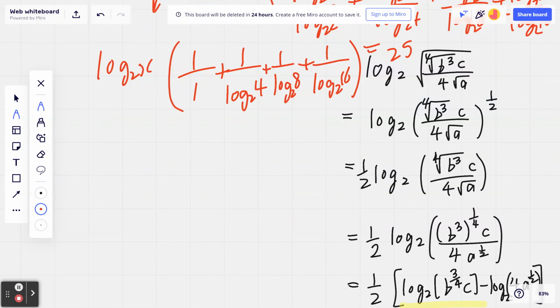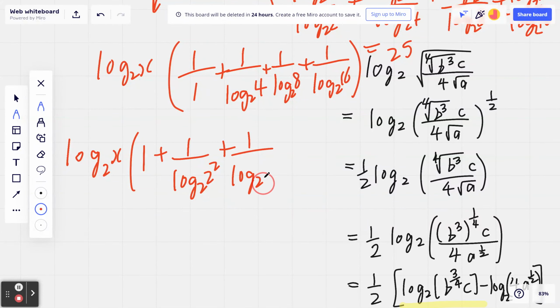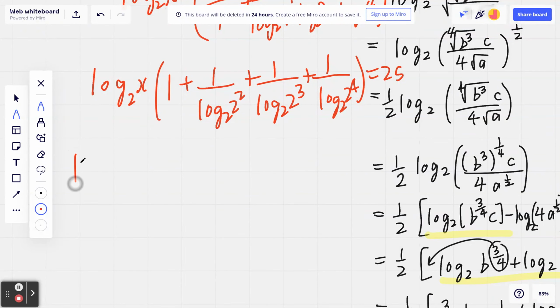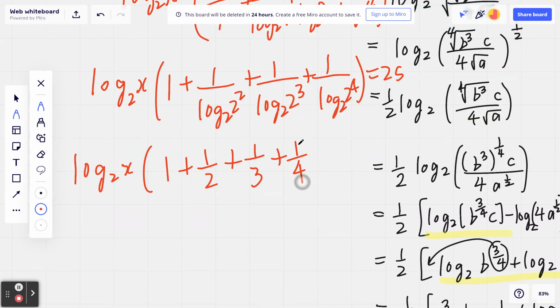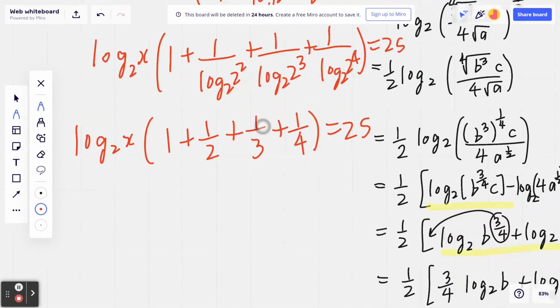So again, just in case you didn't catch that, here's how you do it. Think about it in terms of the following perspective. Log base 2 of 4 is log base 2 of 2 squared. You can bring the 2 to the front. Same thing here. Log base 2 of 8 is log base 2 of 2 to the power of 3. And log base 2 of 16 is 2 to the power of 4. And now look what happens. This is equal to log base 2 of x times 1 plus 1 over 2 plus 1 over 3 plus 1 over 4, which equals 25.